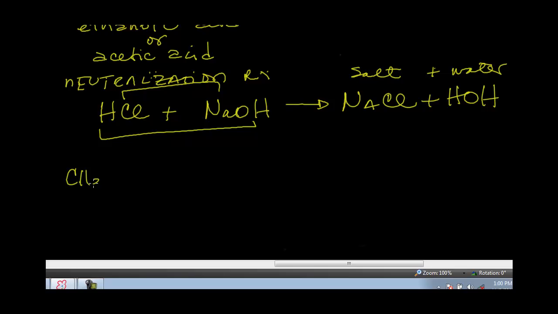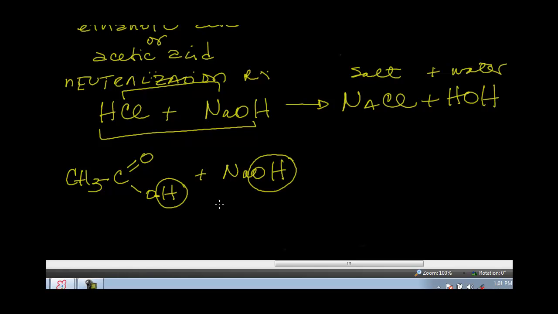So I'm going to have CH3, C double bond O, single bond OH. Remember to show your bonds. This is your carboxylic acid group. And when you react it with sodium hydroxide, I'm still going to produce water. So these two will yield water. And what else do I have?